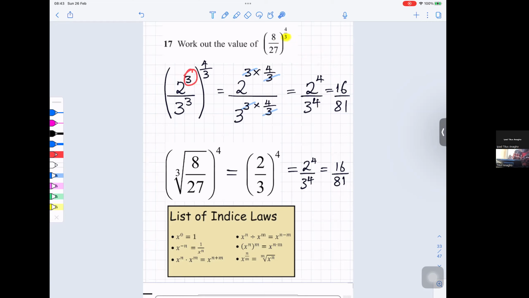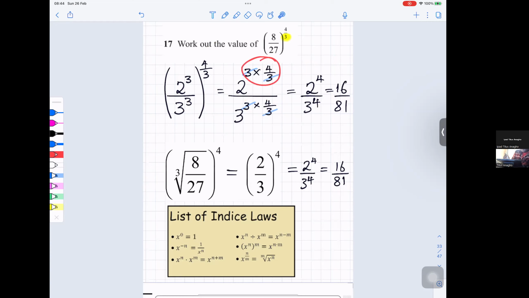So you write it as 2 to the power 3. So you change 8 as 2 to the power 3. 27 is 3 times 3 times 3. 3 times 3 is 9. 9 times 3 is 27. So you write 27 as 3 to the power 3. Now you remove the bracket and do the numerator separately. So it's 2 to the power 3 times 4 over 3. And the denominator 3 to the power 3 times 4 over 3.